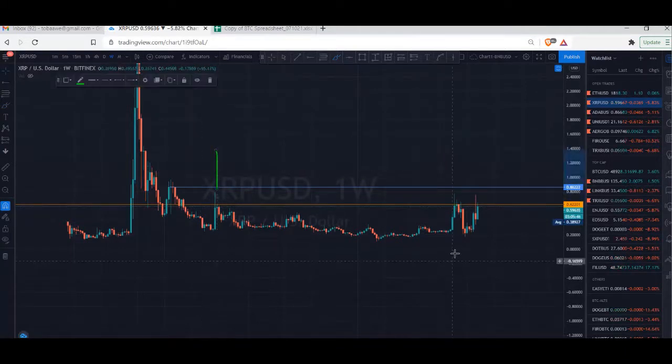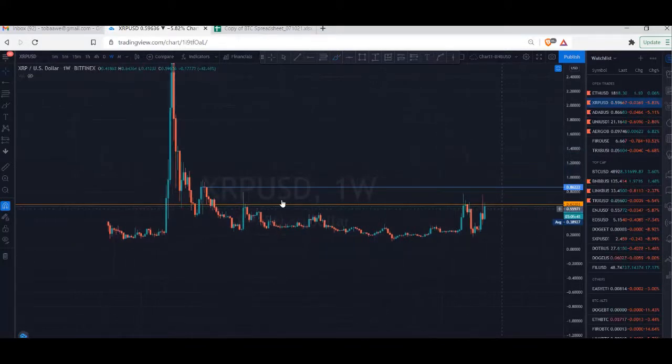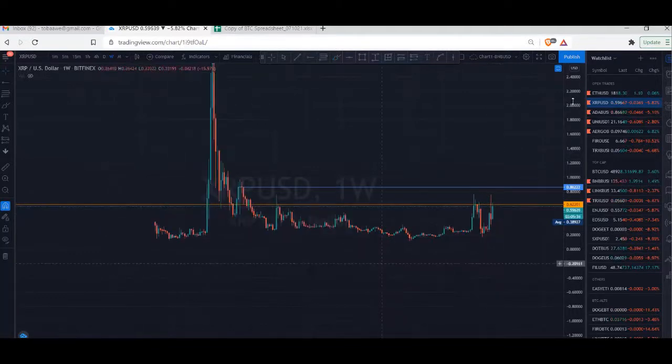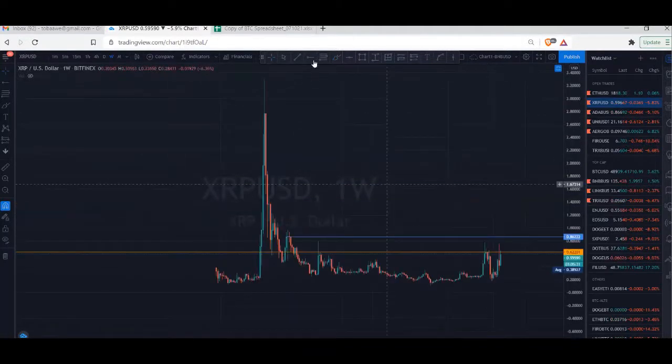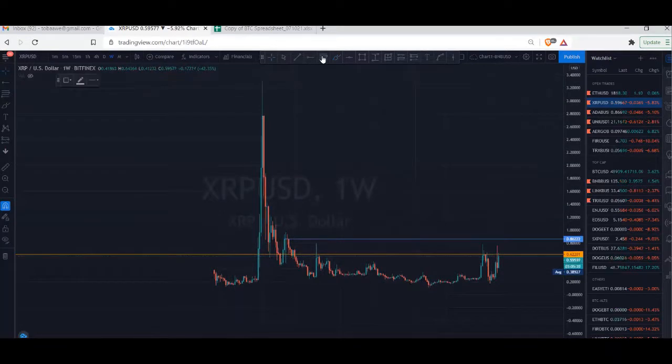And anytime there's a break in that level, I think you will see XRP get to 0.81. Once XRP can break this level. Okay, so that's my weekly level. Now I want to use my Fibonacci to confirm that level for confluence.